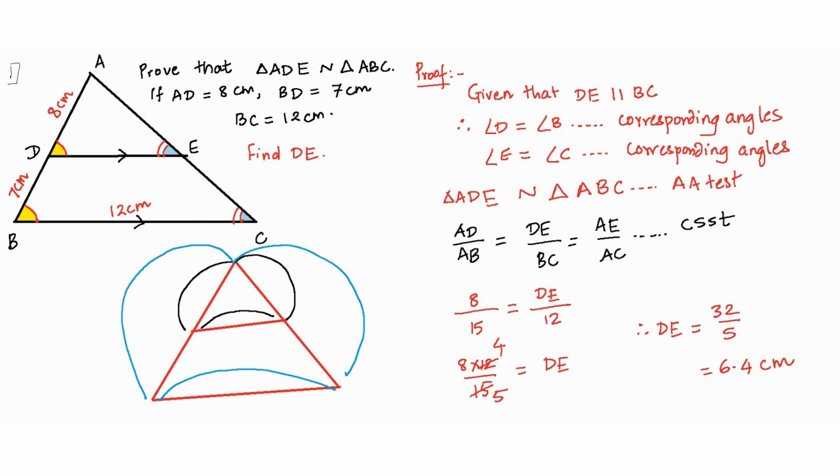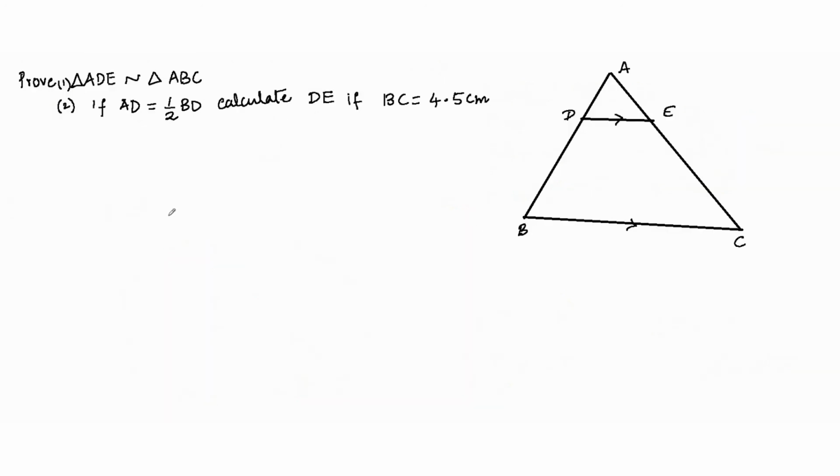Okay, so let's go to the next question now. So in this question, again we have to prove that ADE is similar to ABC. So again I have a triangle within another triangle, not a right angle triangle. So what I'm going to do is, again I'm going to say consider triangle ADE and triangle ABC for similarity.